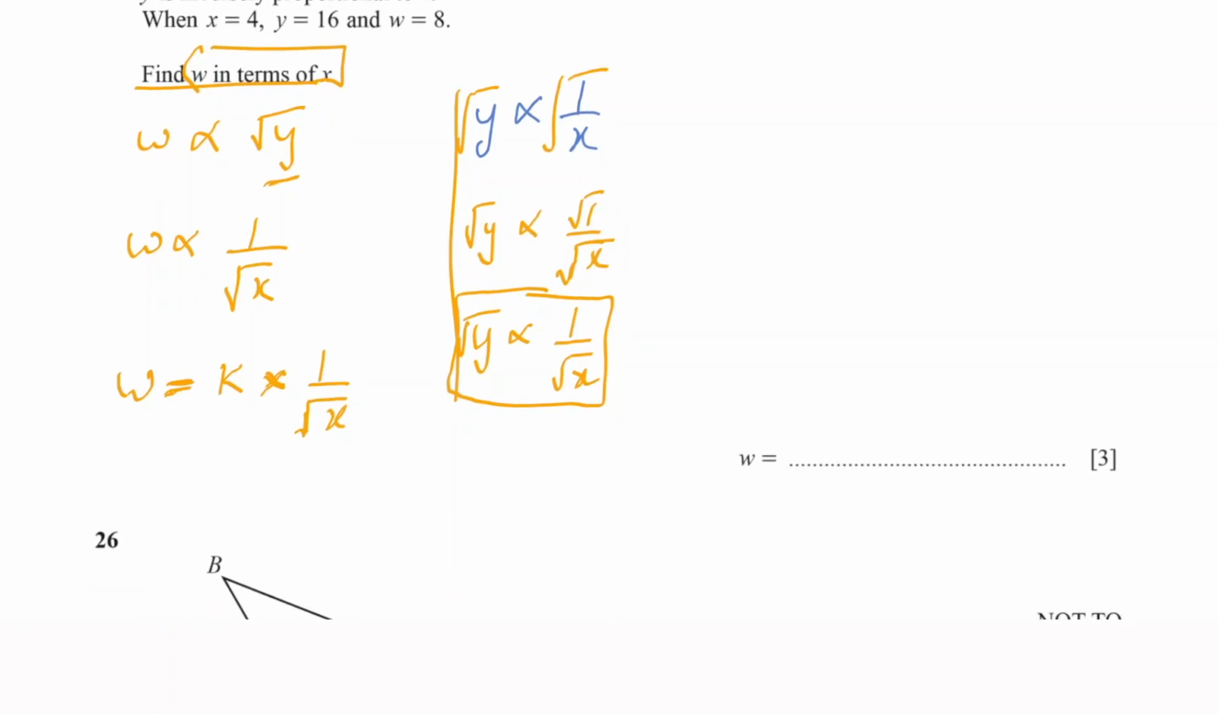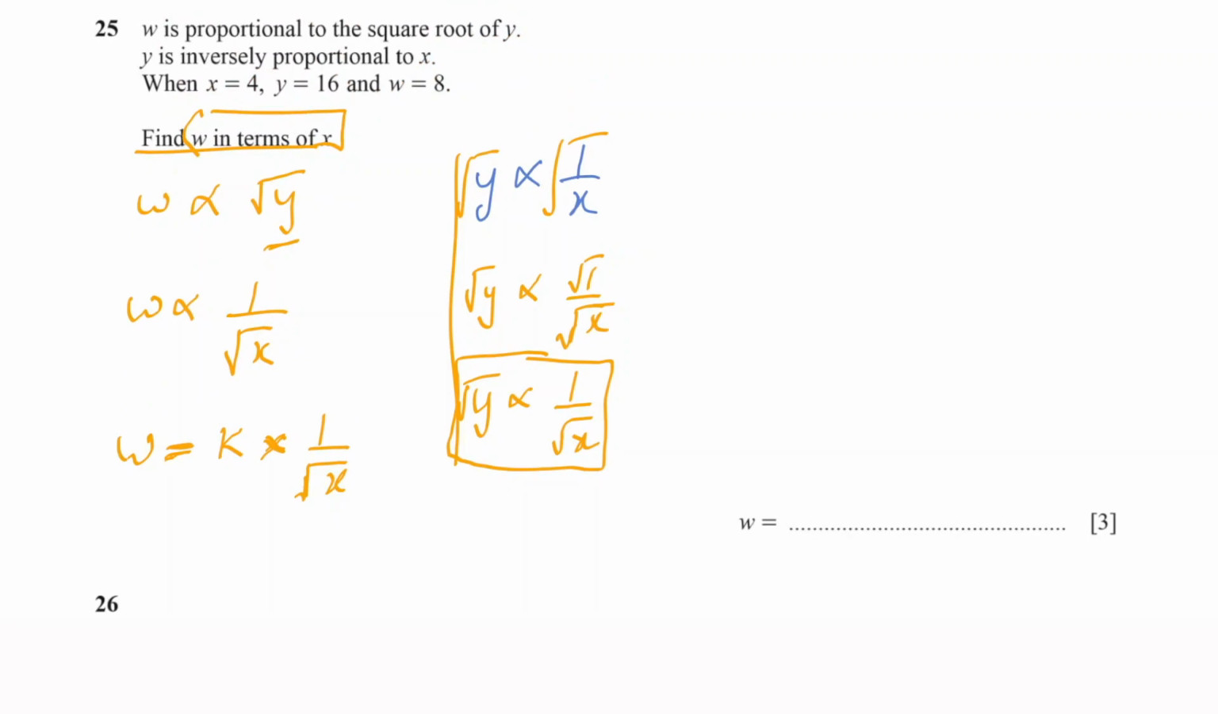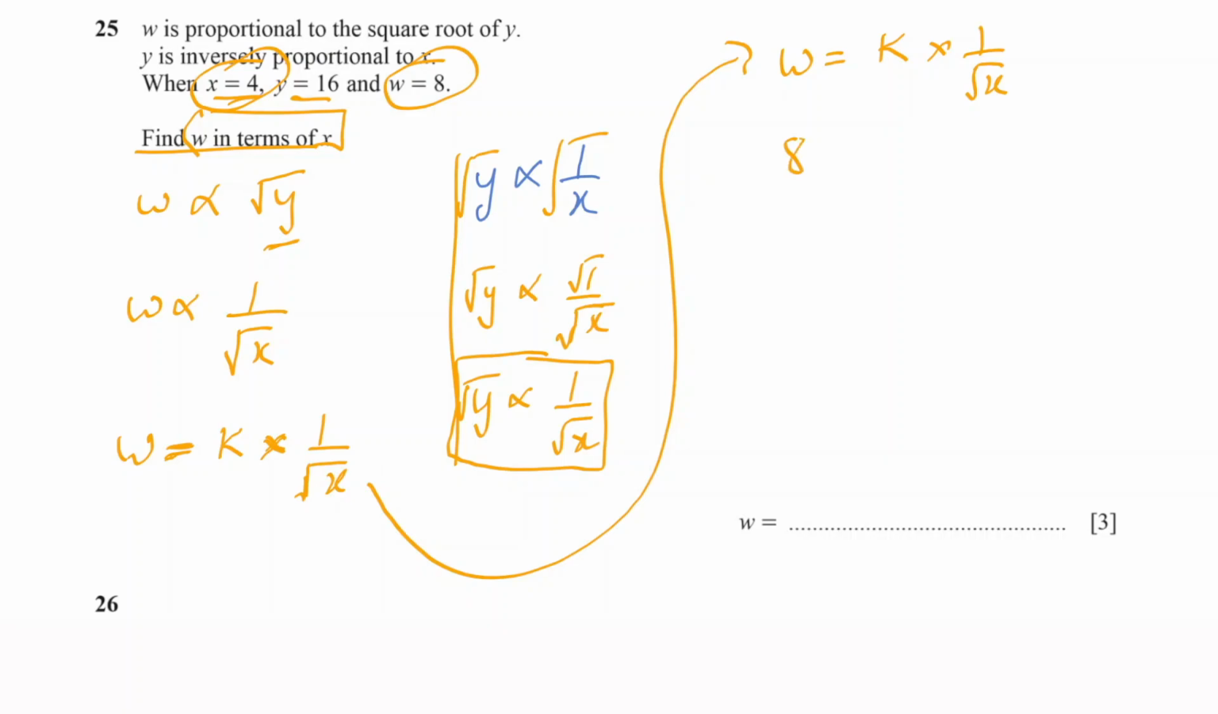Now let's insert some of the values that are given here. So W is equal to k into 1 by root x, where the value of x is 4 and W is 8. Root of 4 is 2, so we can find the value of k here. The value of k will be 8 times 2, which is equal to 16. So the value of k will be 16.